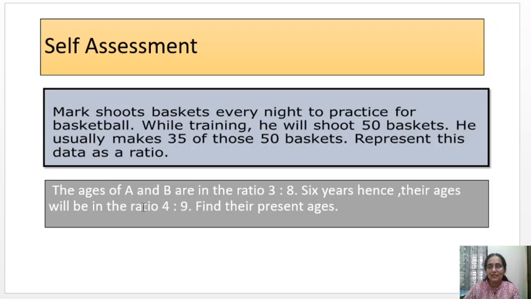How we have assigned in the previous sum, according to the ratio, you have to assign the ages. Next, 6 years hence means after 6 years. How much will be the ages? That means A's age is 3x plus 6, B's age is 8x plus 6. Their ratio is given. Write, cross multiply, find out the value of x, then get the present ages of A and B.